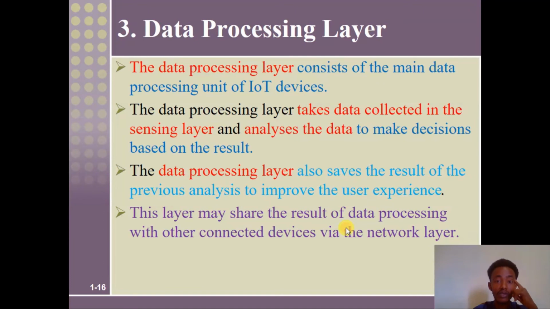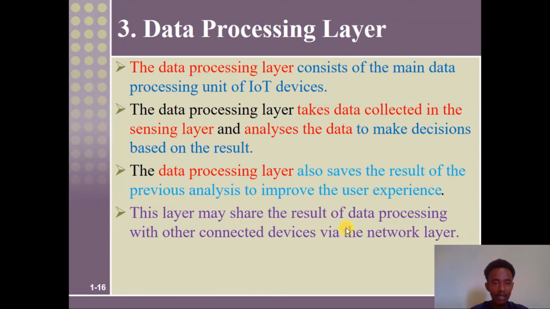The same is true for IoT devices. Whatever information is collected or extracted or tracked from the environment must be processed. The data processing layer consists of the main data processing unit of the IoT. The data processing unit in IoT is used to process the data that has been collected by IoT devices using different sensors. The data processing layer takes the data collected in the sensing layer and analyzes it to make a decision based on the result. The data processing layer also saves the result.